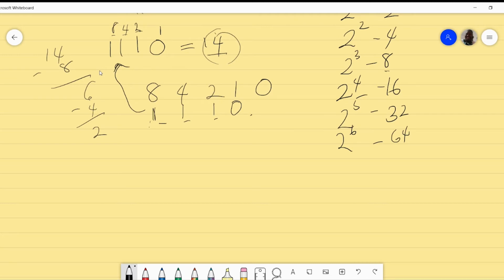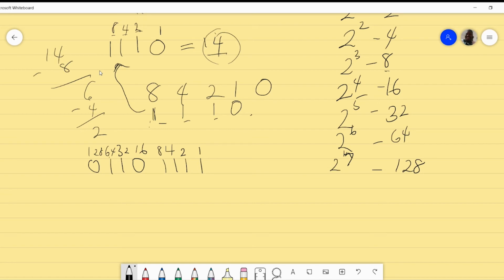So let's say we have 0, 1, 1, 0, 1, 1, 1. Okay. So we still start from our 1, put our multiples of 2. 2 raised to power 0 is 1. 2 raised to power 1 is 2. 4, 8, 16, 32, 64, 128, because 2 to the power of 7 is 128. Okay.